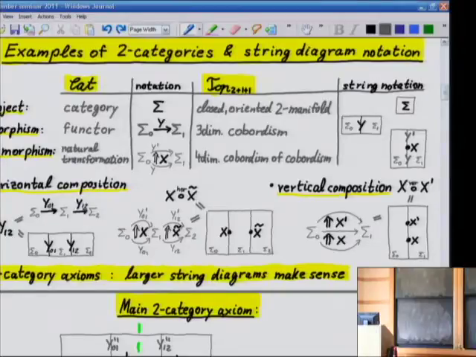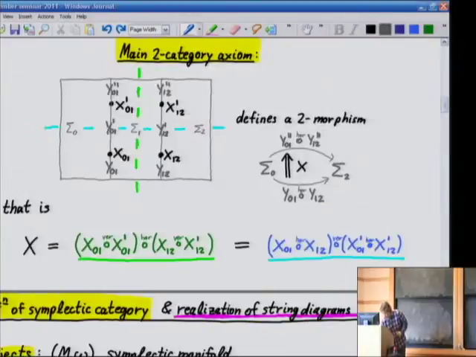I'm still confused what such a picture means. It means the data of objects and morphisms with some compatibility in the 2 categories. When you see a string diagram, it really is a picture of a 2 morphism. But between what and what? Let's see. You see this line here is an interval times a surface, and here's an interval times another surface. So there's 2 objects, sigma naught and sigma 2.